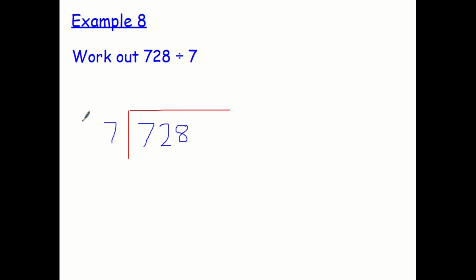First question to yourself is how many 7s in 7? That is 1. How many 7s can I get out of 2? Well, I can't get any 7s out of 2, so I have to put a 0 there, and I have to take that 2 to there. So now my question is how many 7s in 28, which is 4. So 104 is your answer.